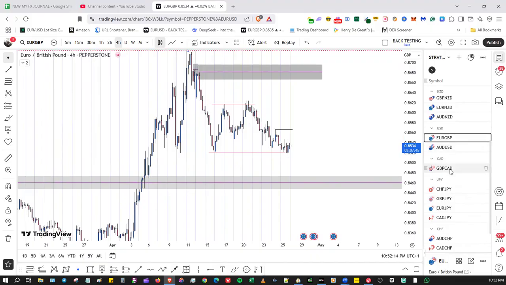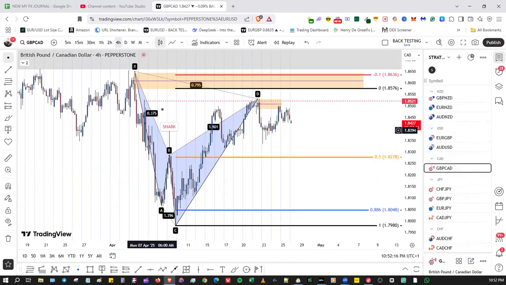Okay. So GBP CAD, this setup was superb. Look out for entry for a sell. This sell fails if price closes above this high at 1.8636. Everything looks very great. Look out for sell opportunity to the downside.